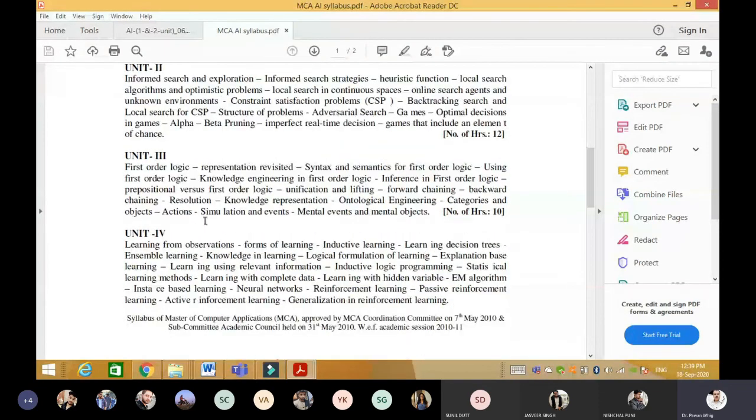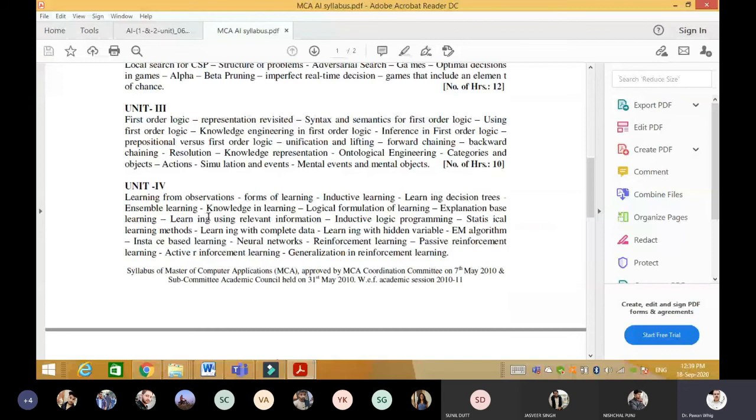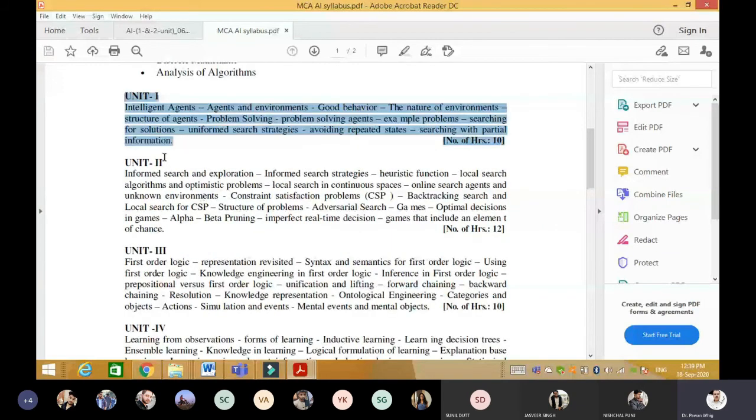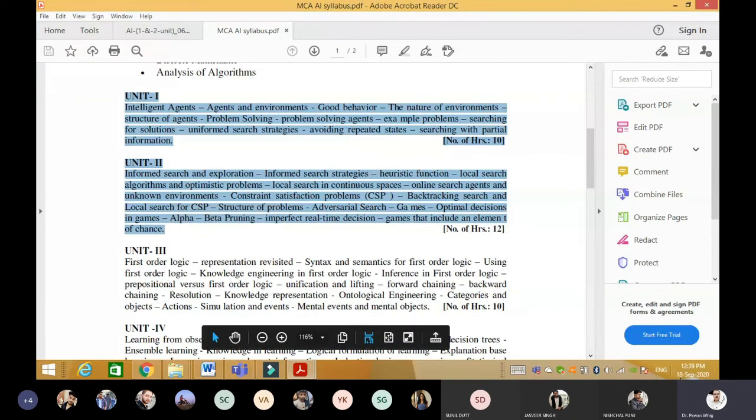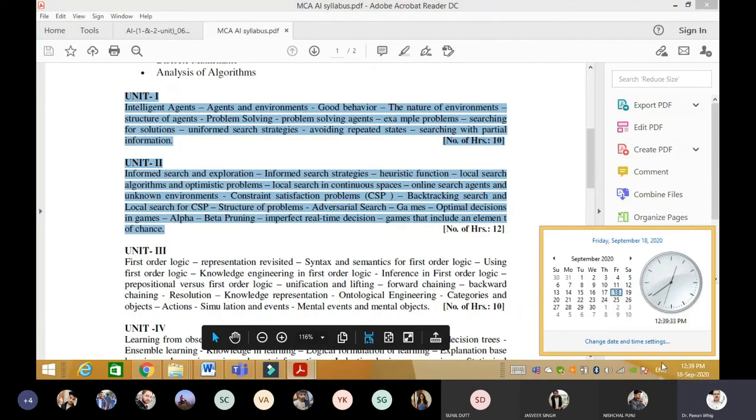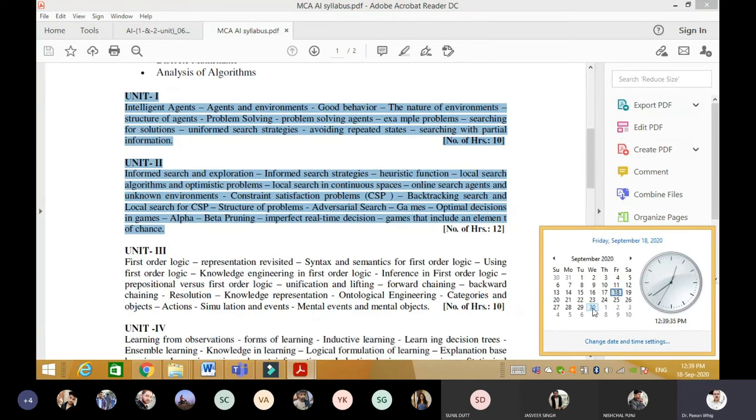So now we are left with only two units. The first units are finished from my end. You just start learning. You just start your study, and very soon we will take a test of the first and second units together, probably by the end of this month. This is September 18, so probably next week we will take a test.